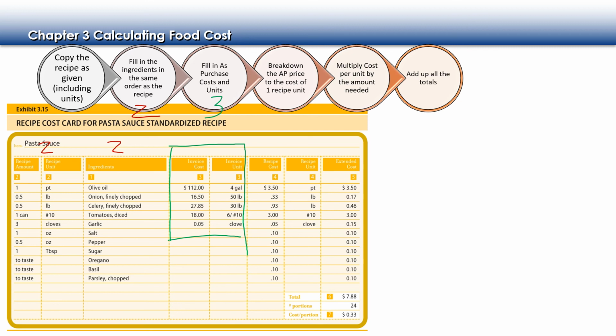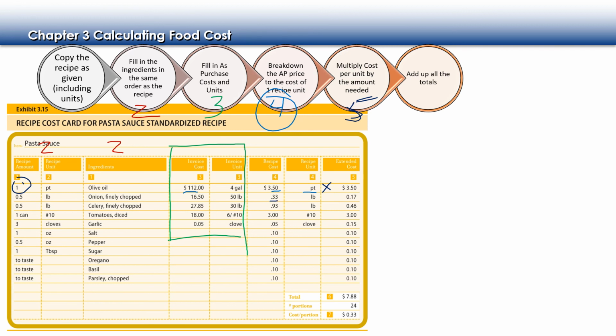Step number 4 says that we break down our unit into one recipe unit, okay? And so our unit for our recipe is pints. And so we want to break this $112 down into what it's going to cost for 1 pint. All right, so we're going to talk about how we do that, and you're going to get lots of practice, trust me, okay? Then the 5th step is to multiply by the amount that you need. So it's 350 times 1 pint, and we're going to multiply that to get our 350, okay?